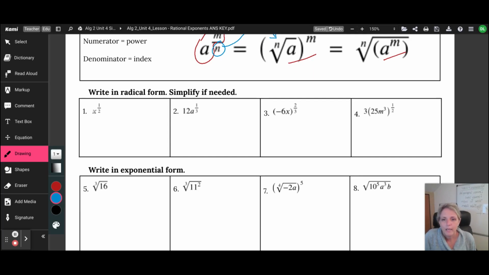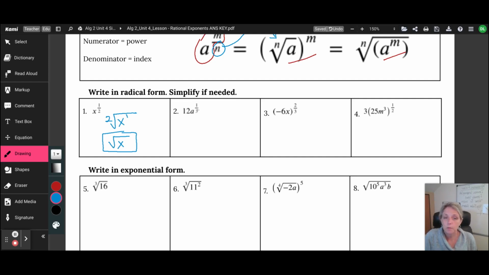So when we have x to the 1/2, we're going to take this 2 and put it outside and make it our index, and then x to the first is going to stay on the inside. And so we know that the square root of x to the first is going to be written simplified like this. Remember, we don't have to write the 2 and we don't have to write the exponent of 1.